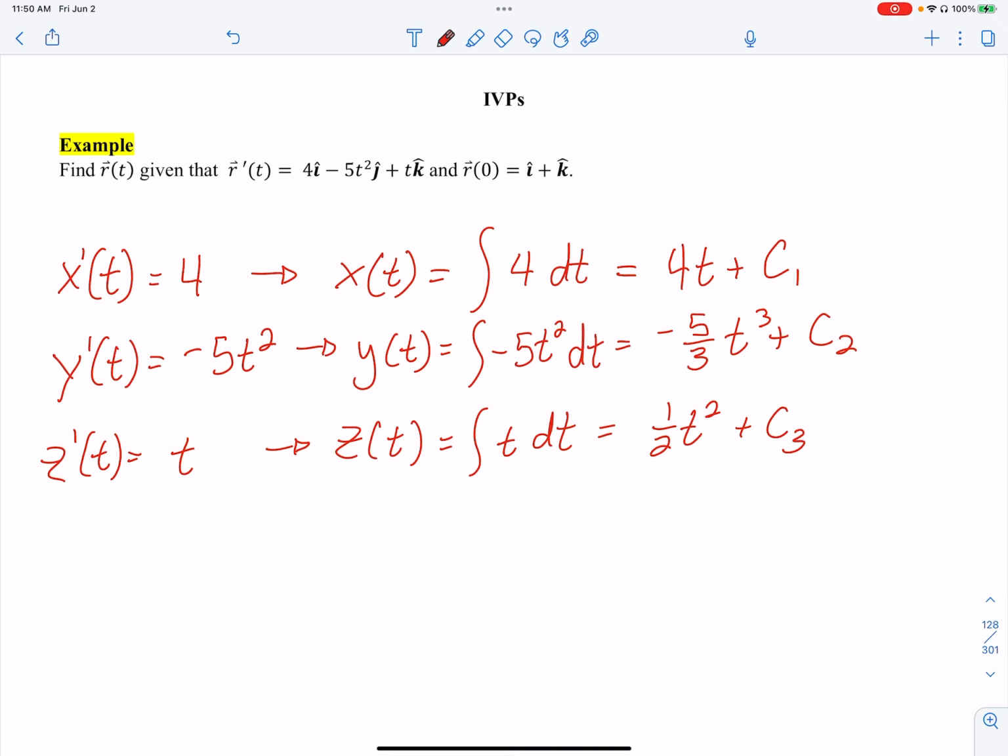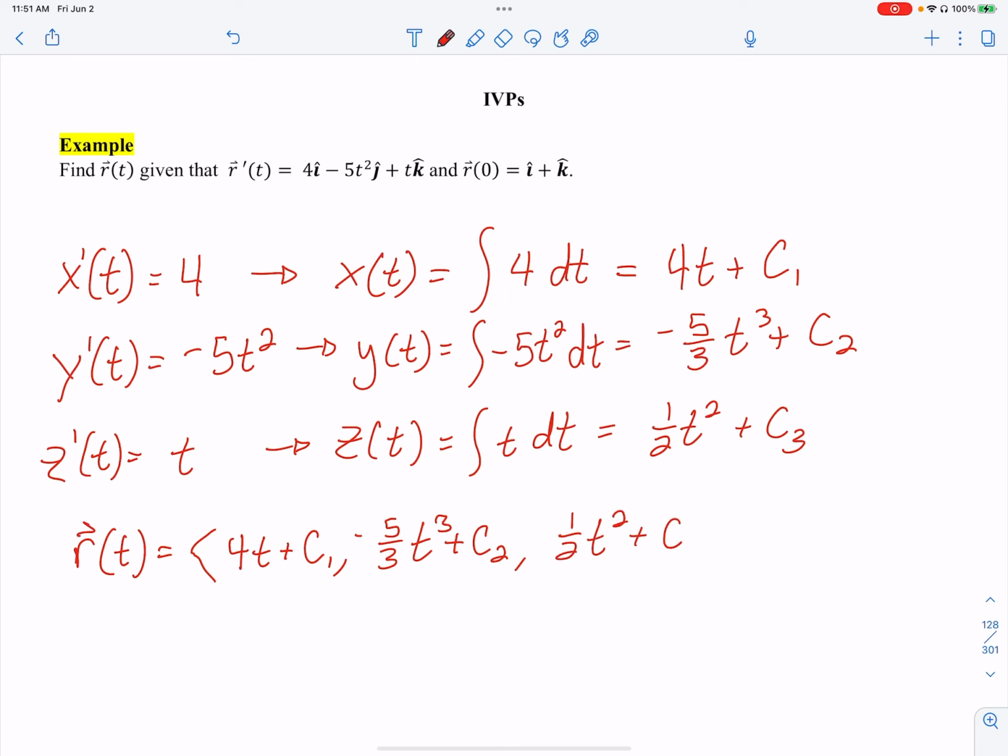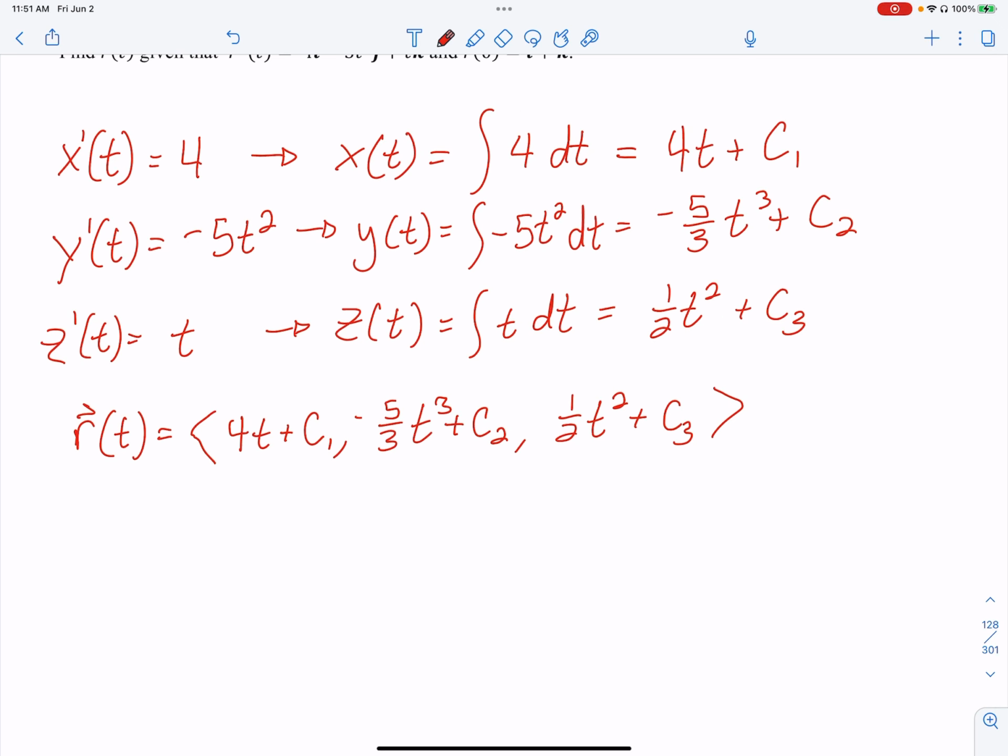Notice we have all these c's. I do have my vector valued function now. My vector valued function is r of t, and I got 4t plus c1, negative 5/3 t cubed plus c2, and then the last component is 1/2 t squared plus c3. And we can now use the initial value to help us out.